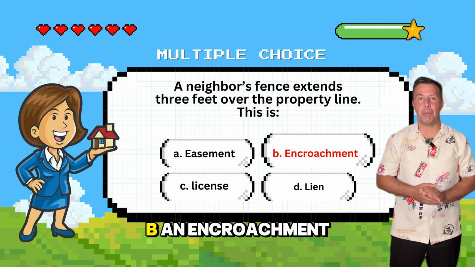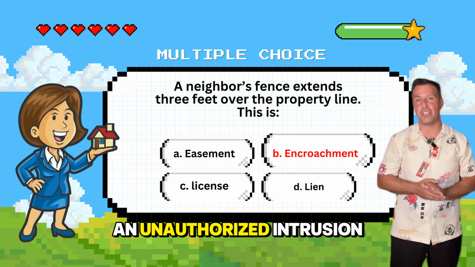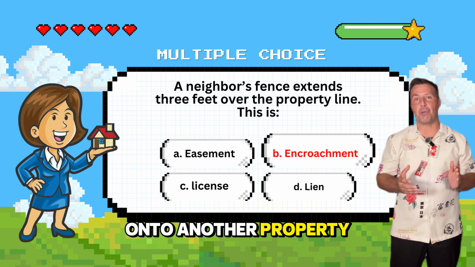The answer is B. An encroachment. An encroachment is an unauthorized intrusion onto another property.